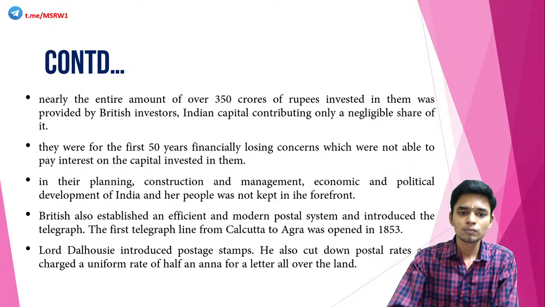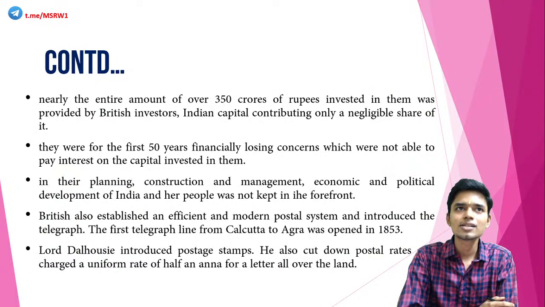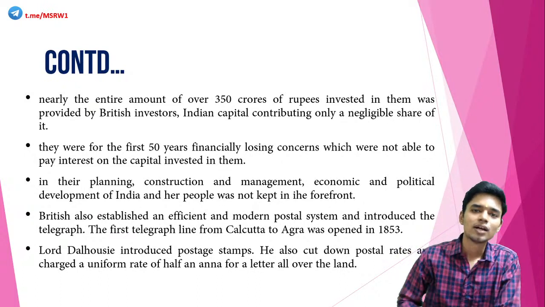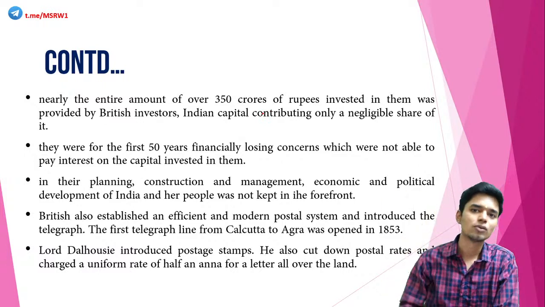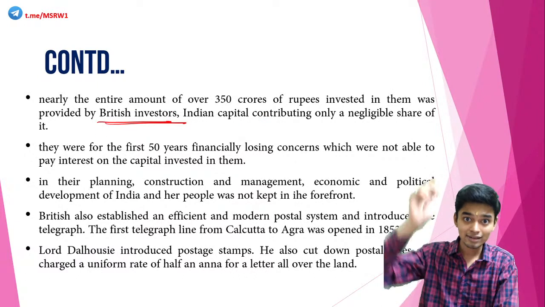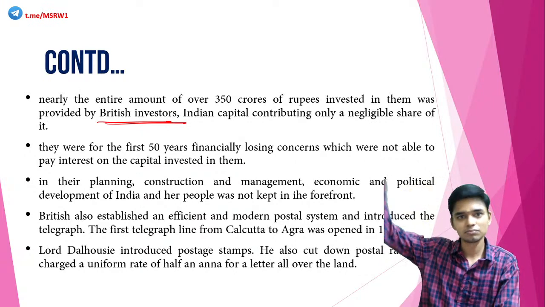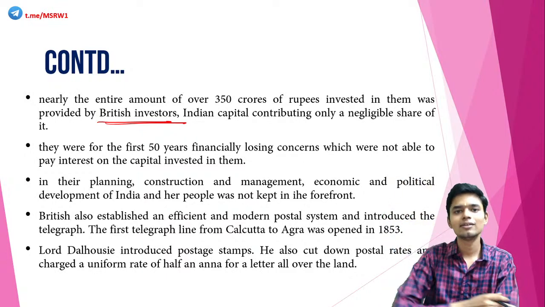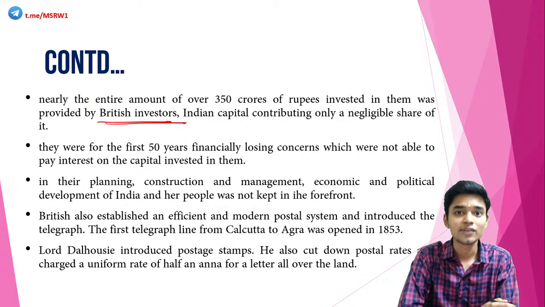So what are some of the important points that we have to note here? Anyway, to enhance their profits, they managed to lay railway lines in India. There are some interesting points associated with this fact. For one, almost the entire amount that was invested into the Indian railways came from British investors, around 350 crores of rupees. Back in the 19th century, 350 crores is a huge amount. It is not valued at today's prices. Back in the 1850s, 350 crores is a very huge amount.